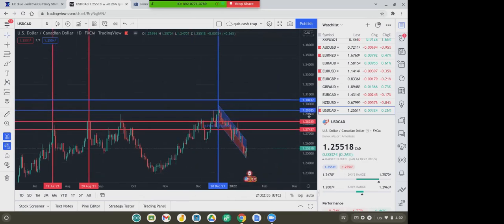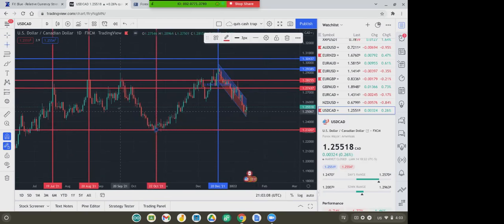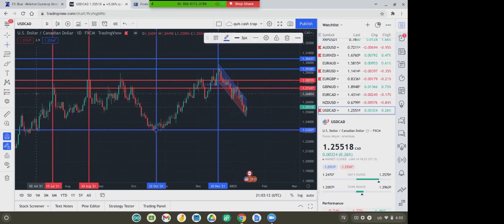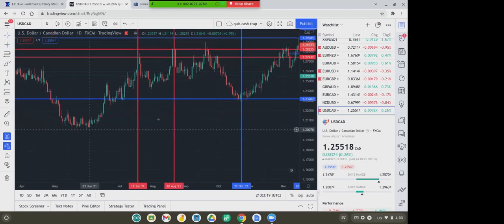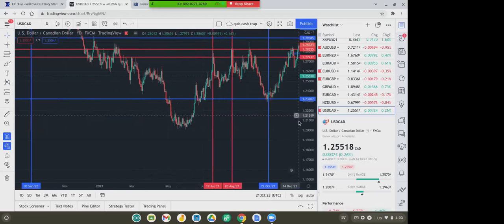Now I'm gonna mark up some supports. Why? Because just in case the market comes all the way down to my support, I already got it marked up. So when it comes down, rejects, bam, I'm in there already.